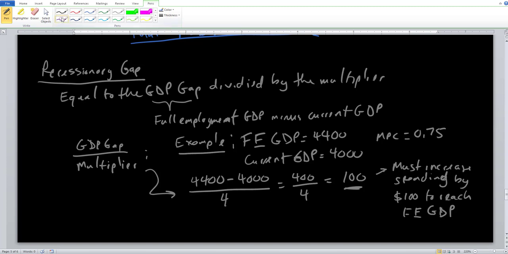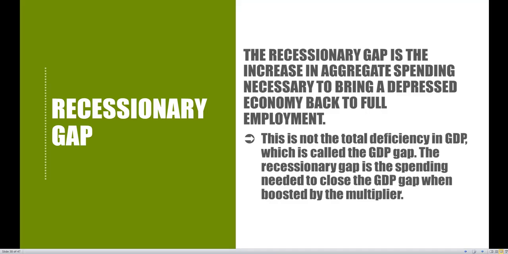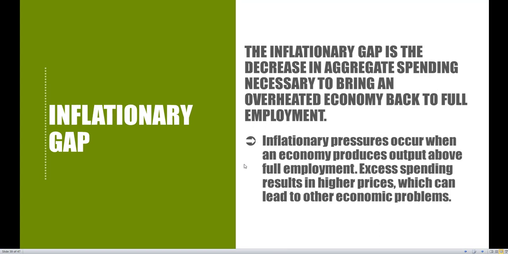So far, so good. Next, we can take a look at the exact opposite case, where the economy may actually be overheating just a little bit. So in this instance, we want to have spending decreases in order to get us back to full employment GDP. And that's what we call the inflationary gap. It's the decrease in aggregate spending necessary to bring an overheated economy back to full employment.